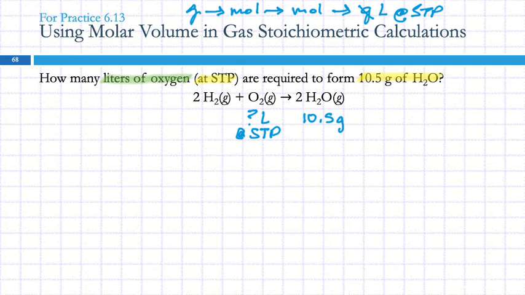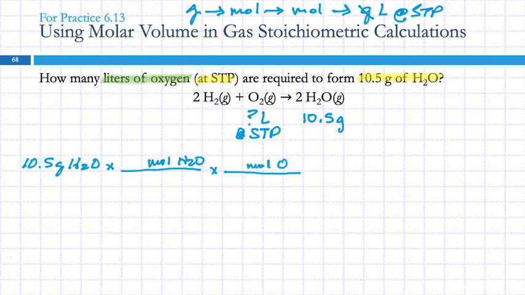Okay, so I'm going to start with grams of H2O. So I've got 10.5 grams of H2O, and I'm going to convert that to moles of H2O, and then I'm going to convert that to moles of oxygen, and I'm going to convert that to liters of oxygen, because that's what my path up there says. So I'm going to put the units in down here so they cancel out. And then I'll put in my numbers.